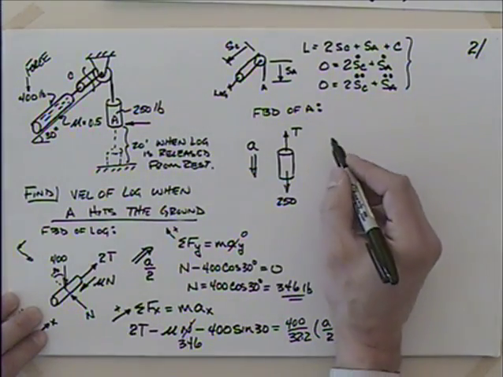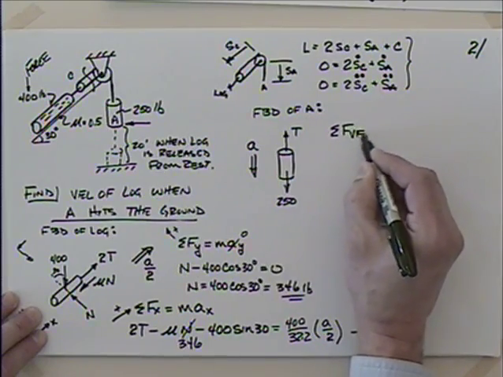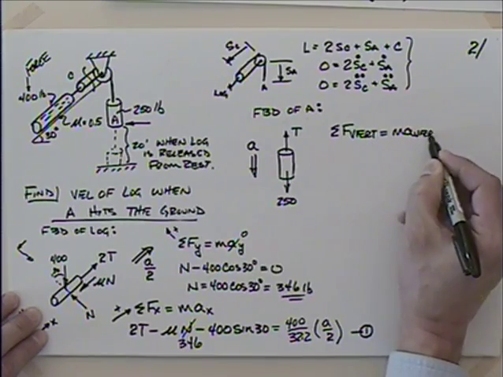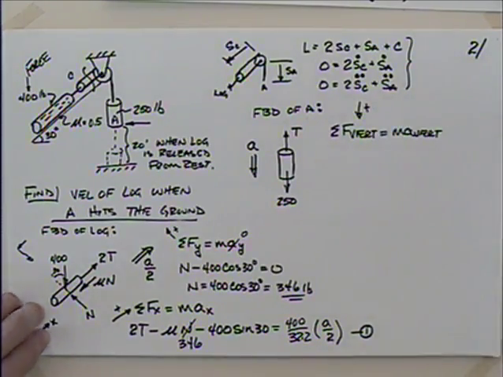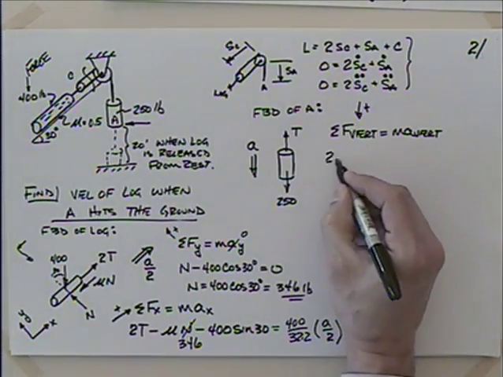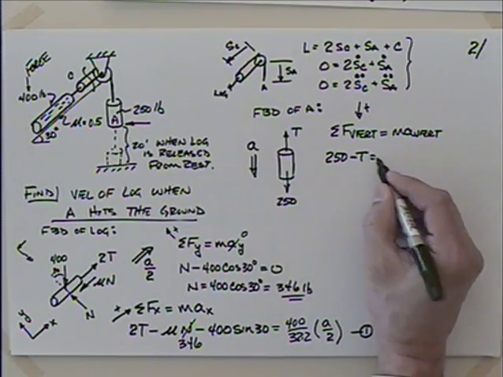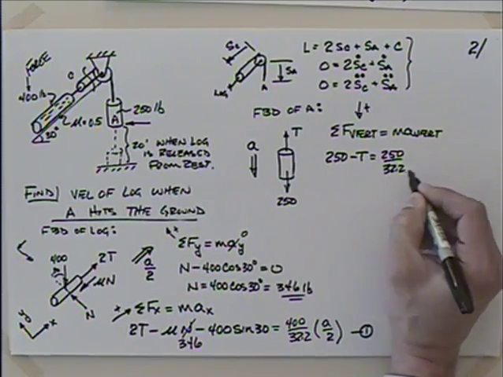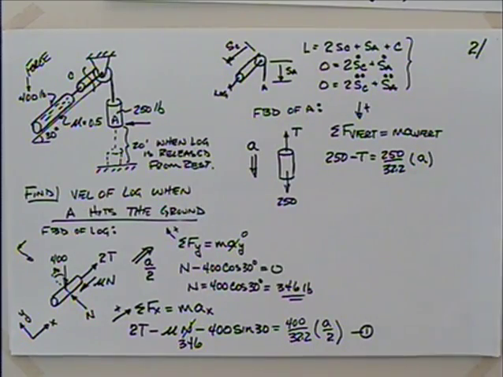Let me come up here and talk about some of the forces in the vertical direction is equal to mass times acceleration in the vertical direction. I'll do something a little different. I'm going to go ahead and take positive down. There's nothing that says that I can't do that. So I will have 250 minus T is equal to the mass, which will be 250 divided by 32.2 times the acceleration, which is A.